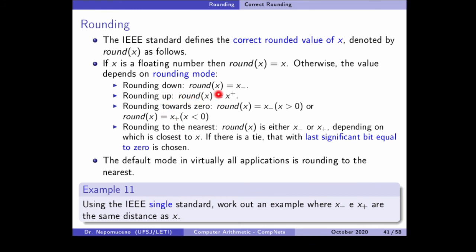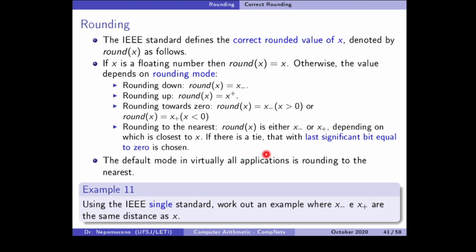Round down: round(x) is equal to x minus. Rounding up: round(x) is equal to x plus. Round towards 0: this equals x minus if x is a positive number, and x plus if it's negative. Round to nearest, the most useful mode, is either x minus or x plus, depending on which is the closest to x.